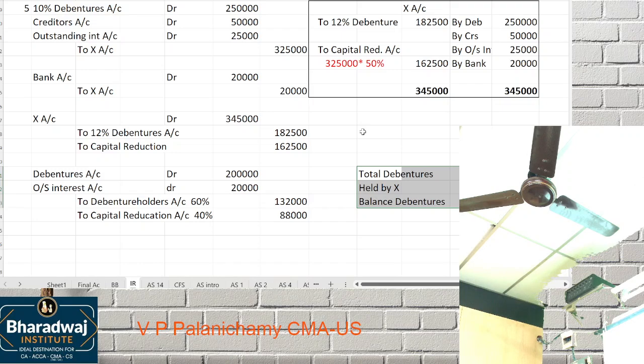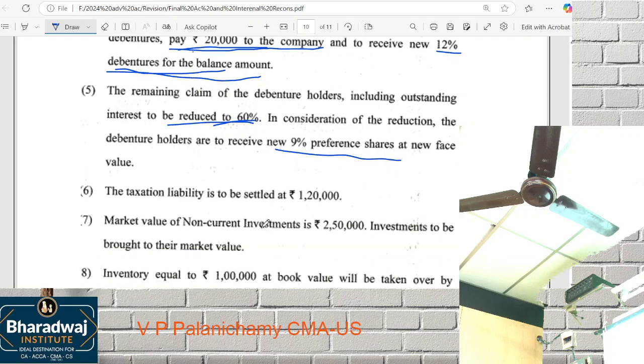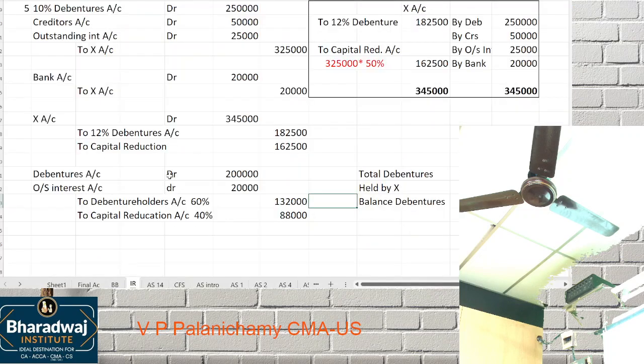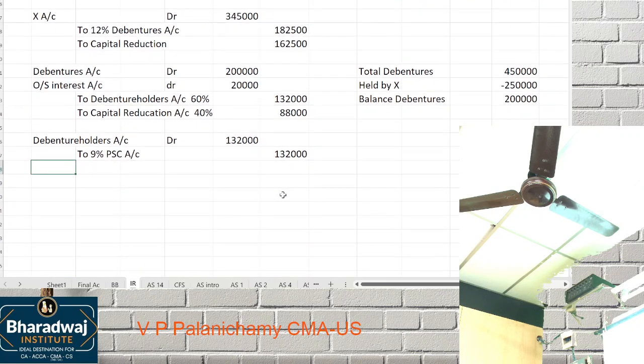What is the next one? That is given. So 9% preference shares will be given to the debenture holders. Debenture holders account debit, to what? 9% preference share capital, 1,32,000. Then, what next?